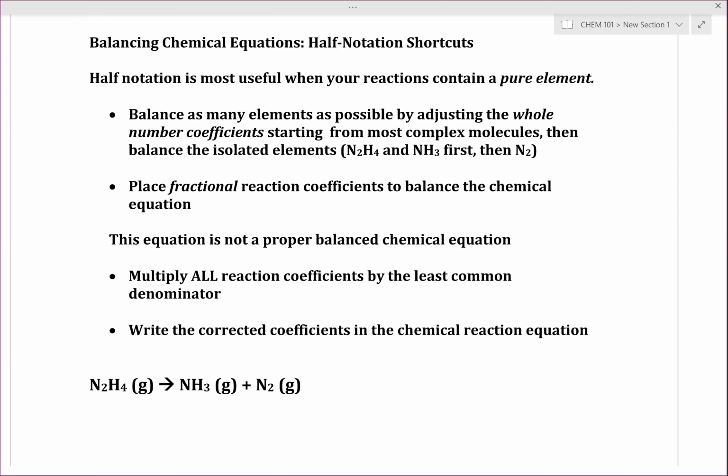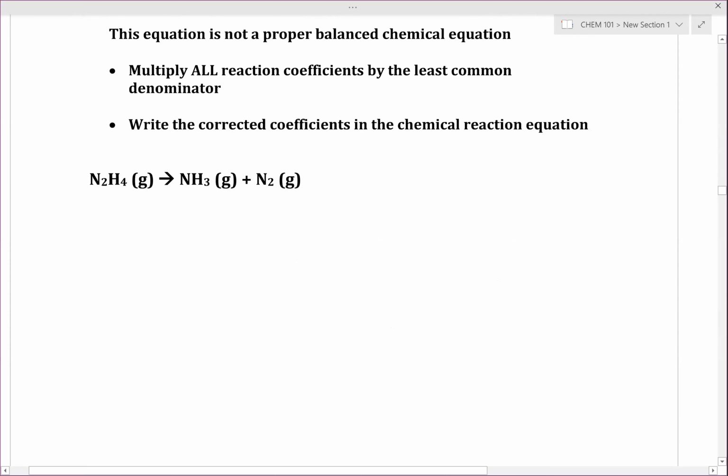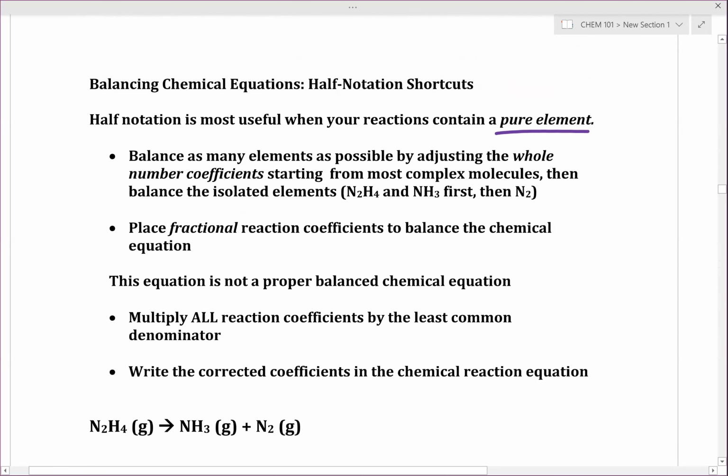So, half notation is most useful when your reactions have a pure element. Remember how I said, in terms of the page number in the notes, this is page 30 in the notes. So, remember how I said that we balance pure elements last? Well, pure elements aren't just useful in terms of when you balance them in your chemical equation. They're also incredibly useful because they allow you to use a shortcut known as half notation. So here are the rules for half notation.